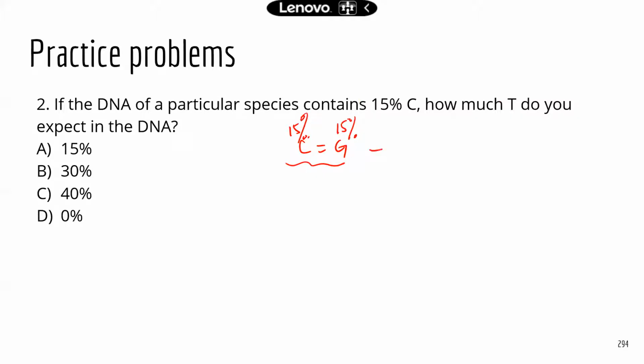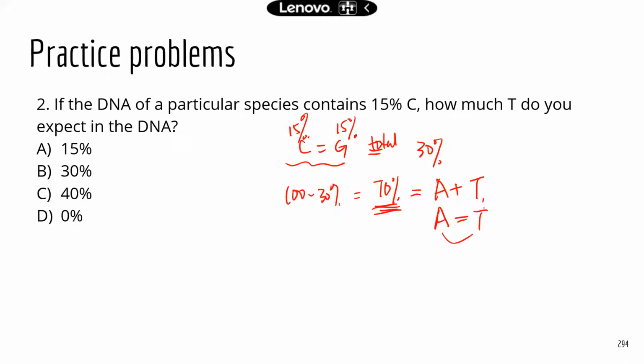All right. Now, in total, C and G together, that's 30%. Right. So that means the rest, 100% minus 30%, that's 70%. So the rest of the DNA is all going to be A's and T's. And you also know that A pairs with a T, so A and T should have the same percentage, which is half of the 70%. So A is going to be 35% and T is also 35%.